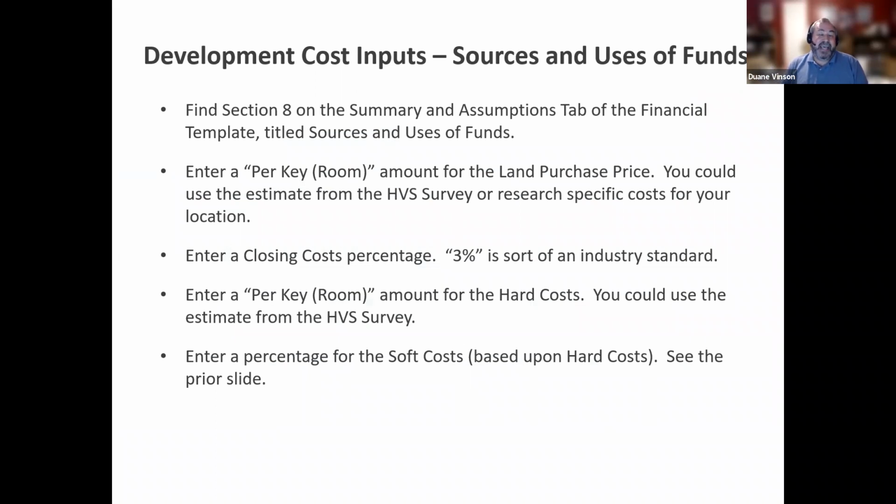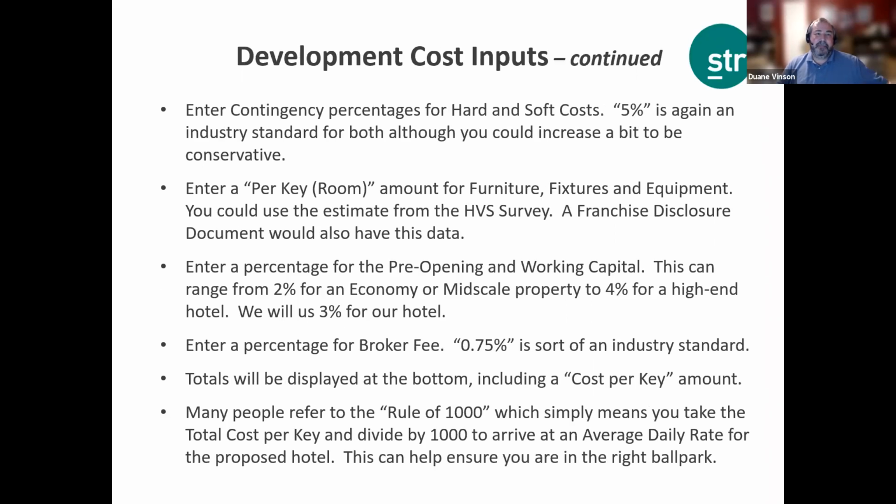We want to find section 8 on the summary and assumptions tab of our financial template, titled sources and uses of funds. We're going to enter a per key amount for the land purchase price. We're going to enter a closing cost of 3%. Again, could be a little bit higher, a little lower. We're going to use 3%. We're going to enter a per key room amount for the hard cost, and we're going to use the information from the HVS survey, and then a percentage for the soft cost, as you're going to see here in a few minutes. Enter a contingency percent for hard and soft costs.